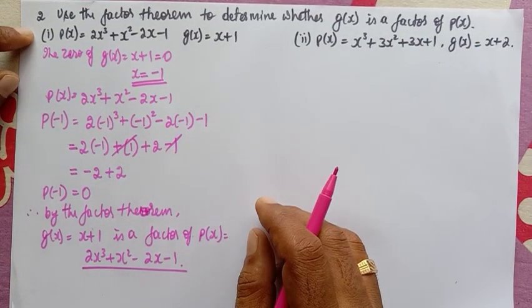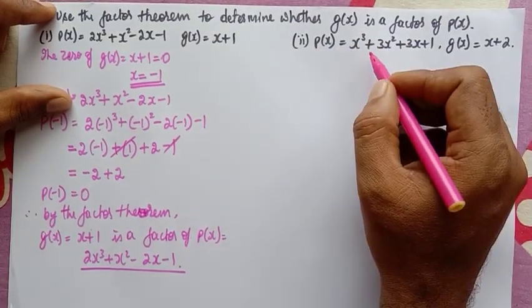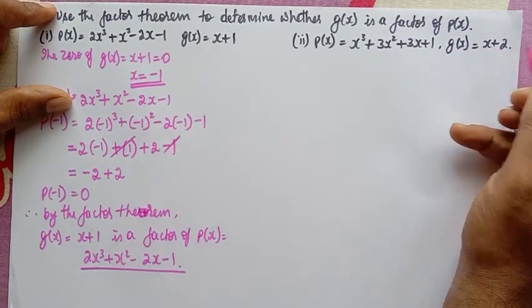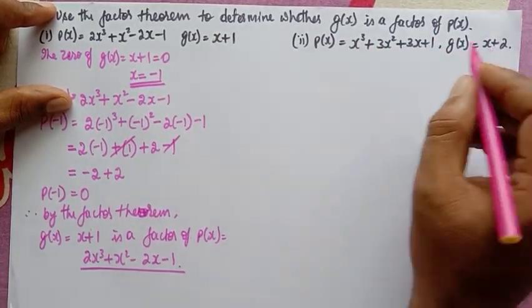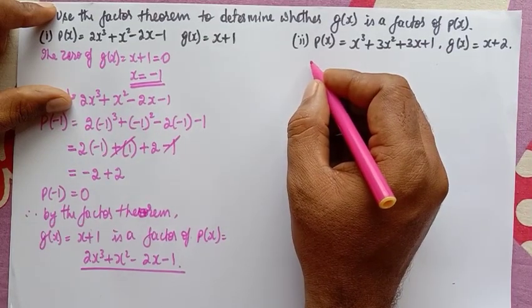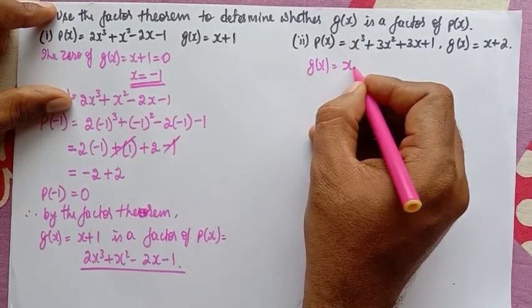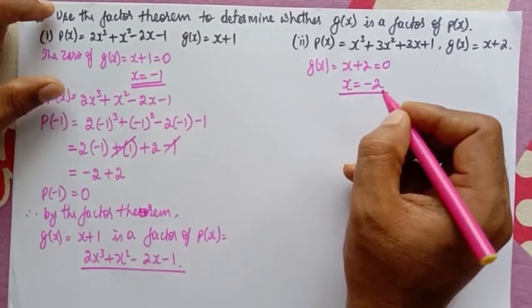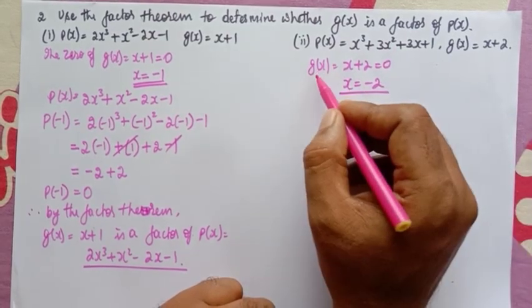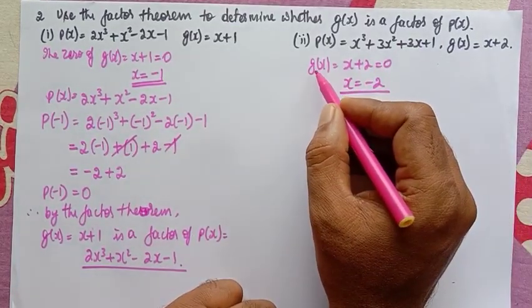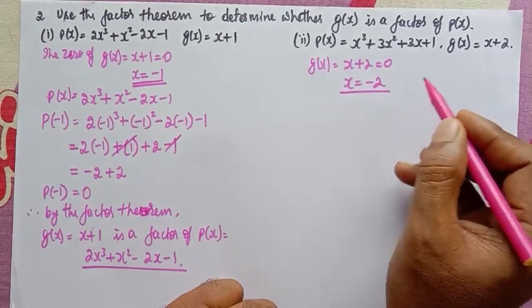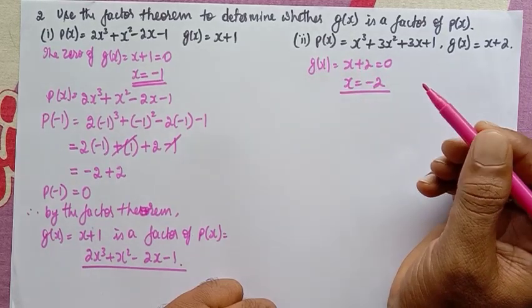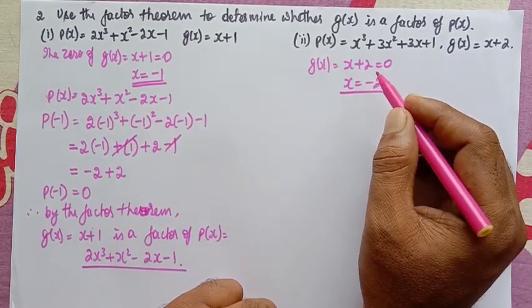Let us move on to the second problem. That is p of x is equal to x cube plus 3x square plus 3x plus 1, and g of x is equal to x plus 2. So here also we can get it by equating this g of x to 0. X plus 2 is equal to 0. So what happens? X will be equal to minus 2. The value of x is the 0 of the g of x. That is, minus 2 is the 0 of the g of x. We can also state that minus 2 is the root of the g of x, and the value of x is minus 2.